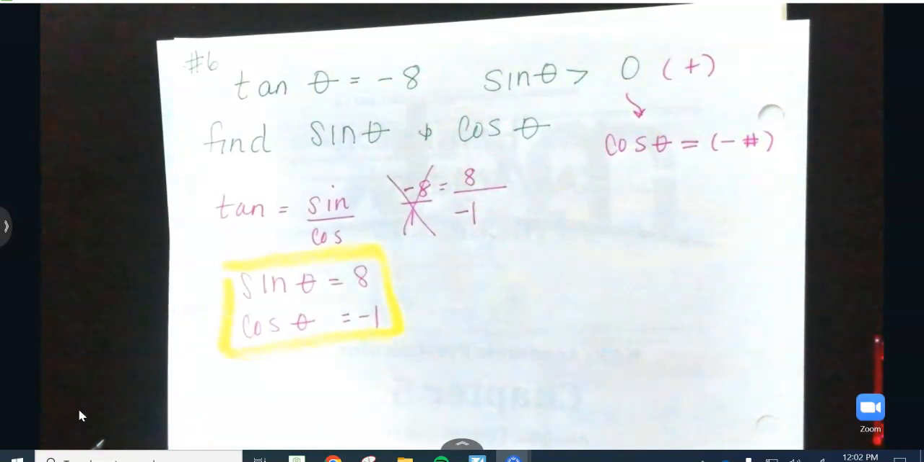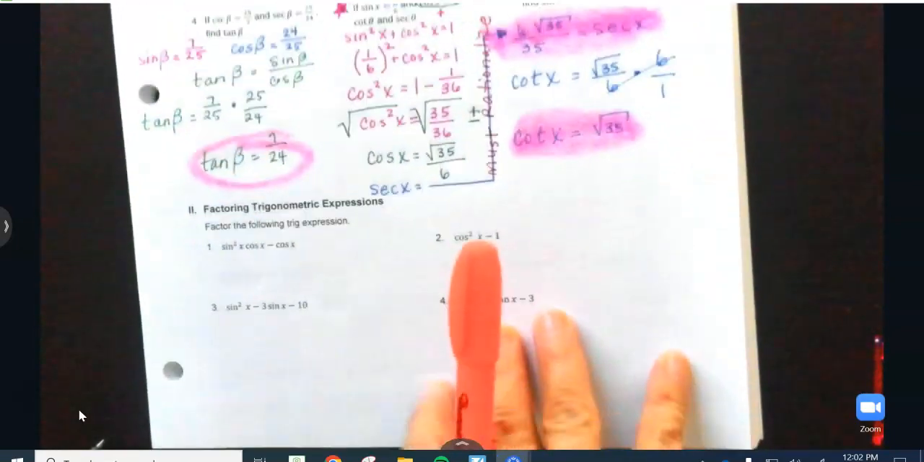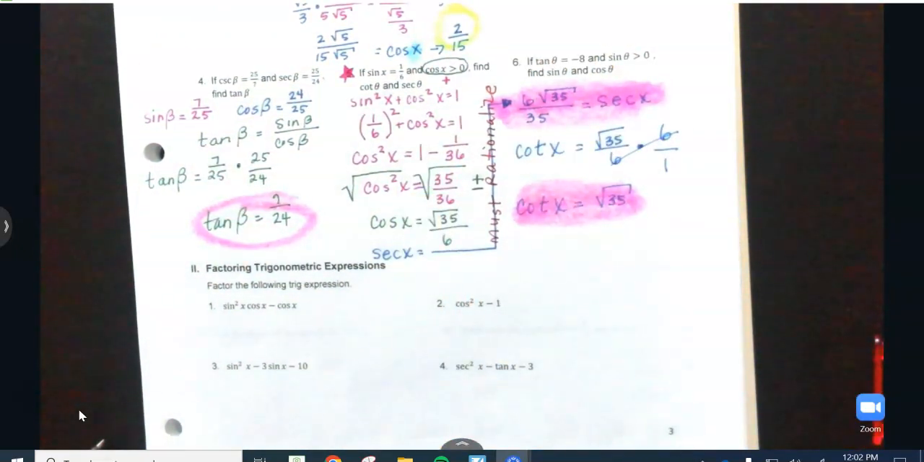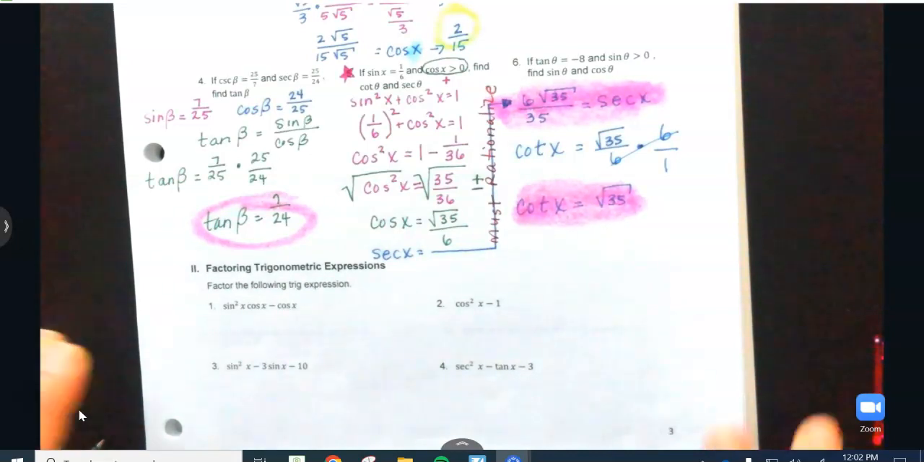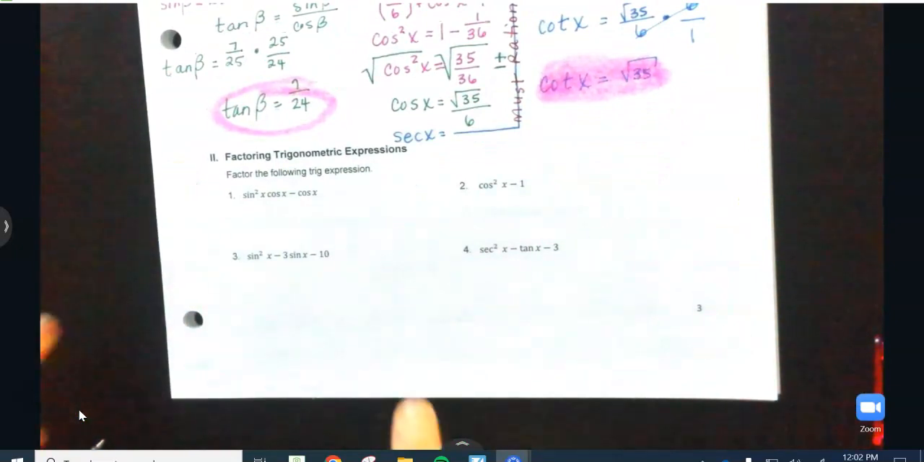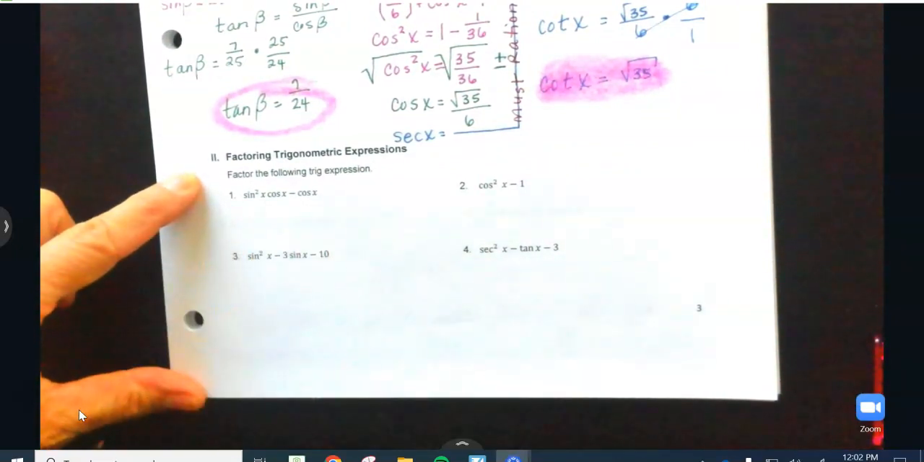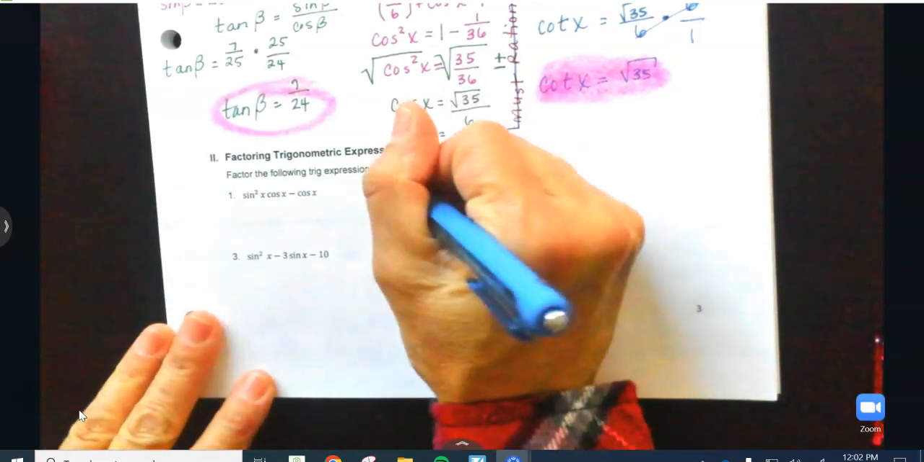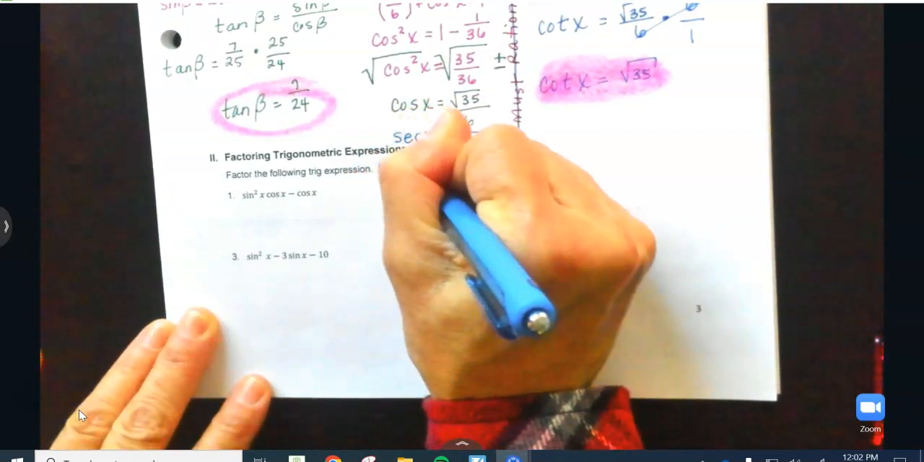Okay, let's go ahead and continue. So remember, that was the answer for this problem right here. I showed too much work from this problem, so make sure you write that down. Okay, let's go ahead and look at the next part down here. Very important, very foundational, very crucial, very much needed to be successful in this unit. We are going to start factoring trig expressions, and it is just like regular factoring, just regular factoring.